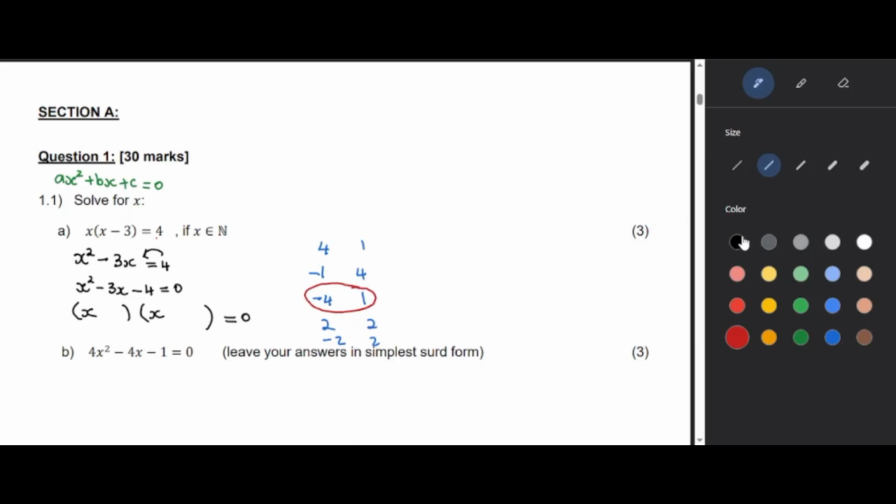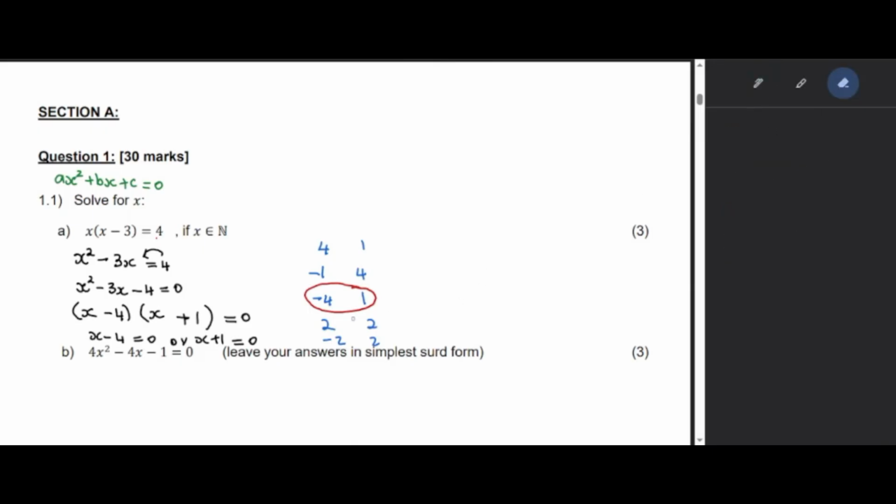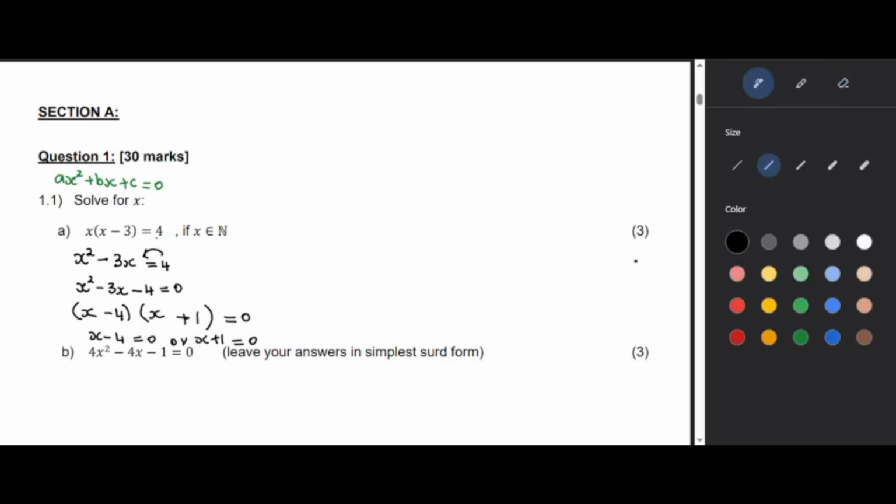So I'm just going to substitute. My one bracket should have minus 4 and the other bracket should have positive 1. So x minus 4 is equal to 0, or x plus 1 is equal to 0. You can take it from this step. We need to say that x is 4, or the value of x is equal to minus 1.